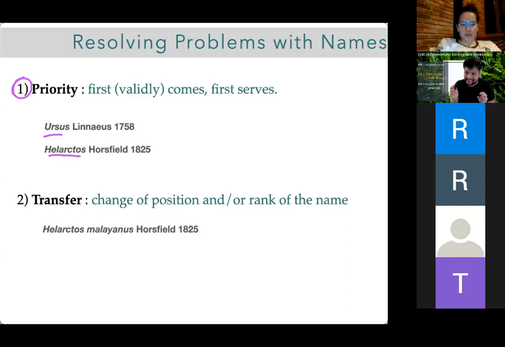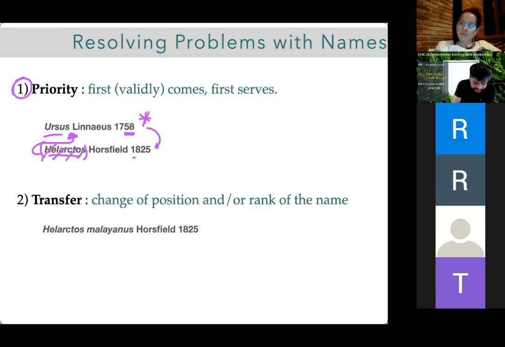The name has to be validly published. And if the name comes first, see, 1758 comes before 1825, so this name gets priority. So Helarctos now loses its status. You get transferred to be with Ursus. So this name is now gone. It becomes Ursus. So everything that used to be Helarctos now has to change its genus name to Ursus.